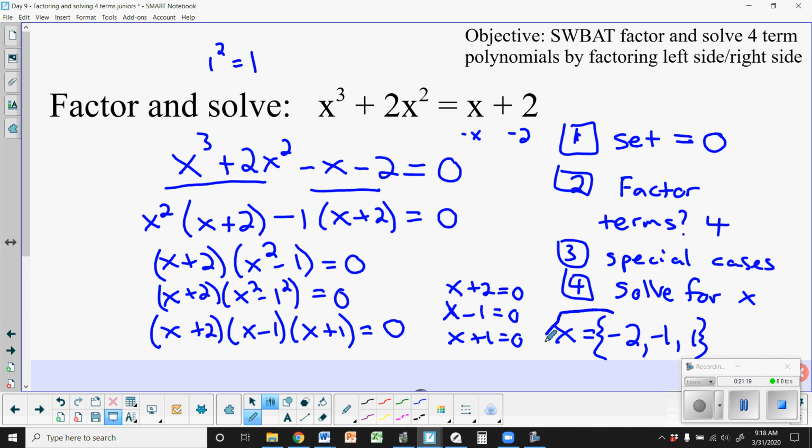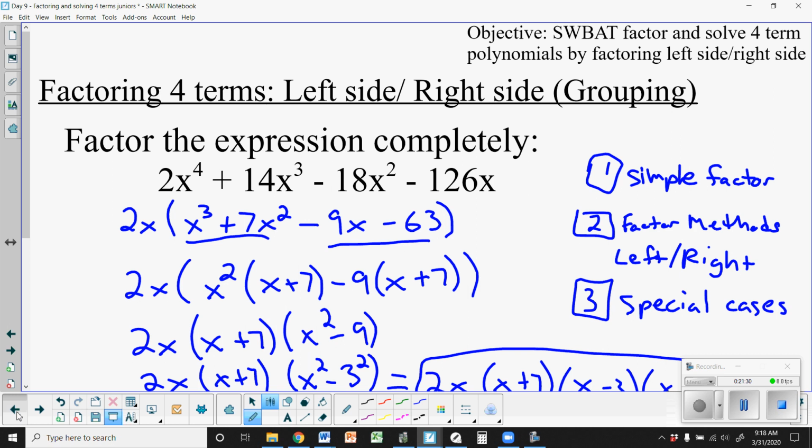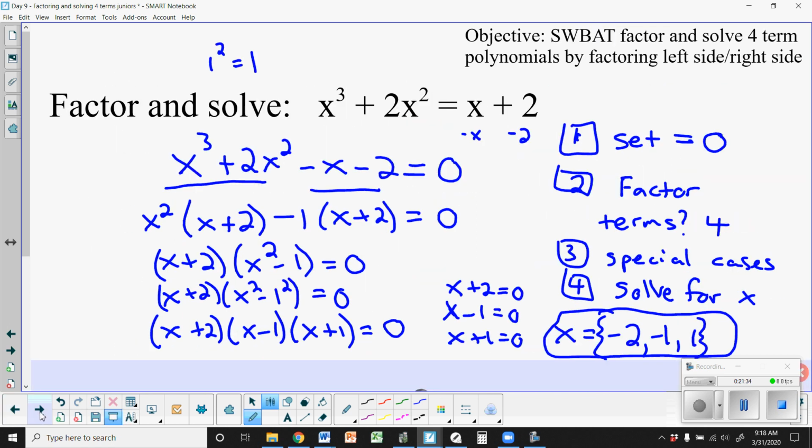Notice that's factor and solve. So I need to factor it, and then I need to solve it. So that's factoring and solving. Remember, we also did just factoring completely. So this is basically what we'll be doing.